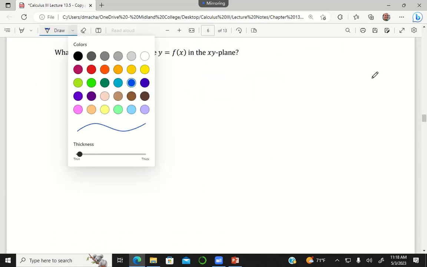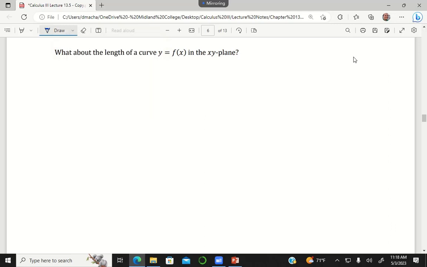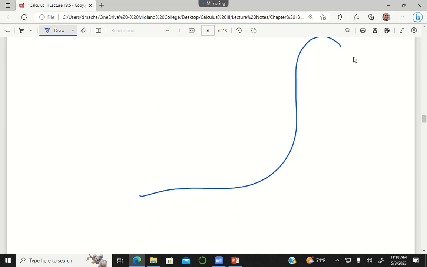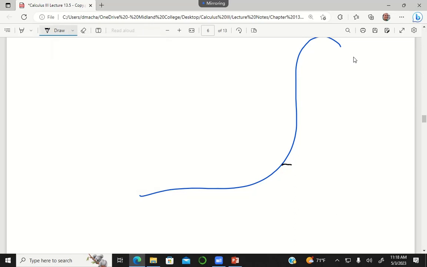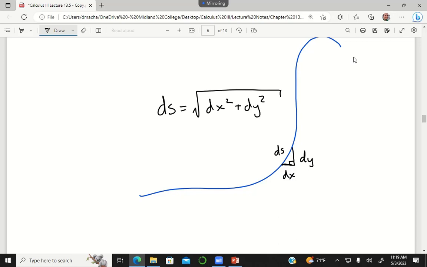When we were talking about the length of a curve, where y is a function of x in the xy plane, if I wanted to calculate the length of the curve, we were talking about taking a little chunk in the x direction, dx, and a little chunk in the y direction, dy, and that gave me a little length of curve, which we called ds. And then we used the Pythagorean theorem. We said the x direction and the y direction are perpendicular to each other, and so the Pythagorean theorem says that ds is going to be the square root of dx squared plus dy squared.